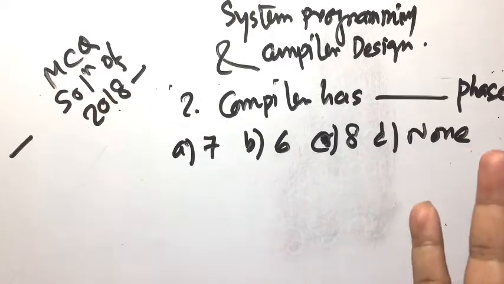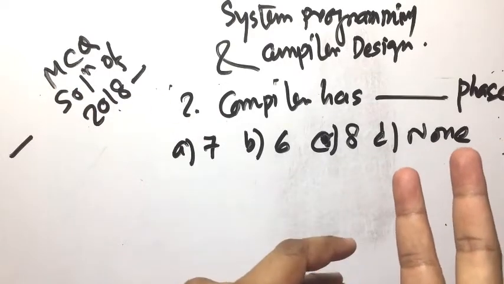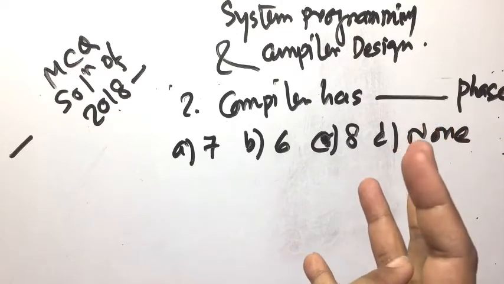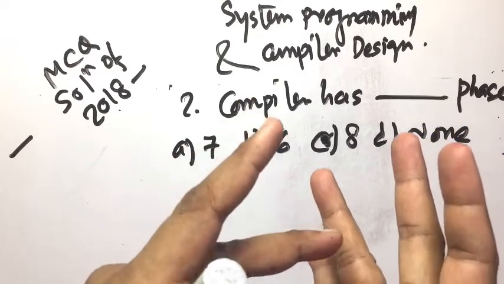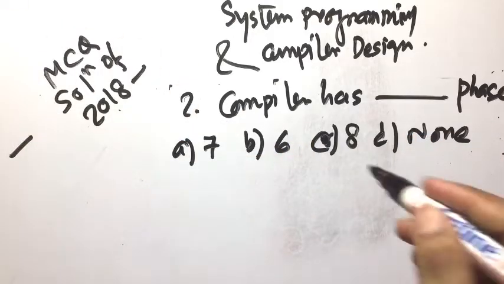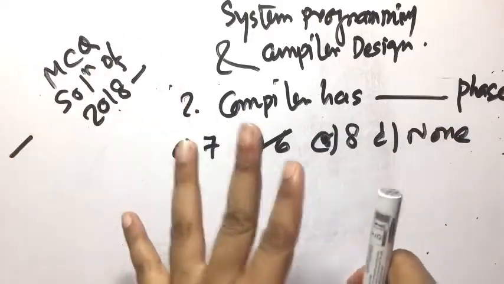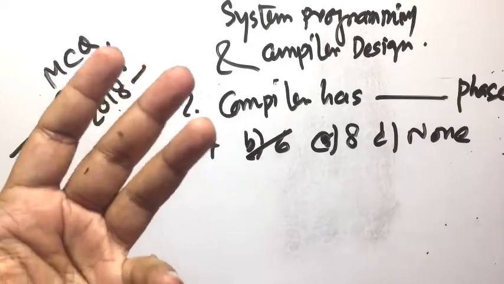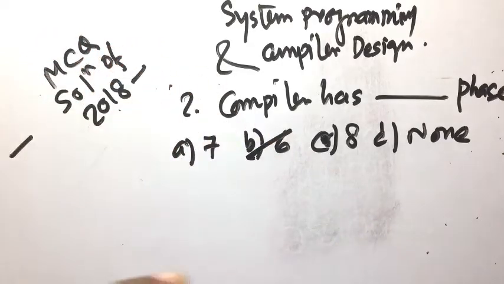There are 6 phases: lexical analyzer, syntax, semantic, intermediate code generator, optimizer, code generation and output. So these are the 6 phases of compiler. Kichu kichu shomoy eta 7 phases, 8 phases, depending on the situation.